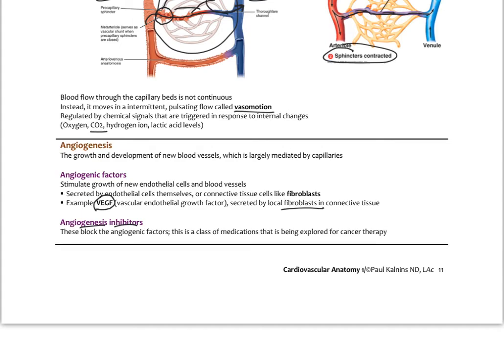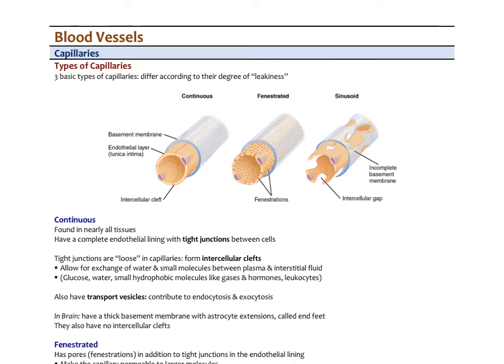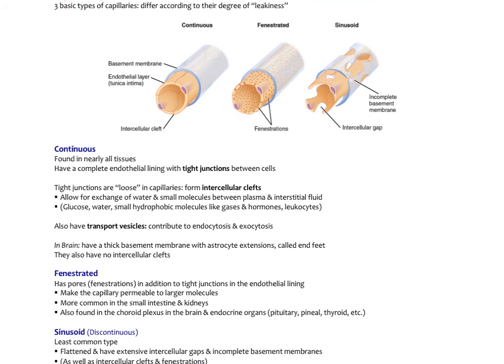Okay, so that's a little bit on capillaries. I mentioned earlier there are three basic types of capillaries, the continuous, fenestrated, and sinusoid, and they differ in the ability of substances to penetrate through them. Continuous capillaries are found in nearly all tissues. They have a complete endothelial lining and very strong tight junctions between the cells. The tight junctions are loose in capillaries, and they can actually form intercellular clefts. So even in continuous capillaries, there's some degree of loosening between the tight junctions.